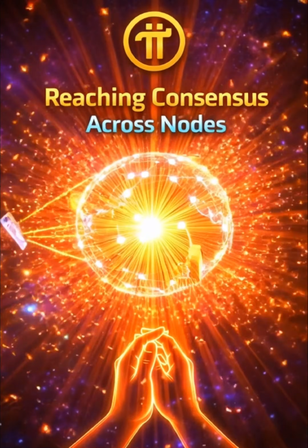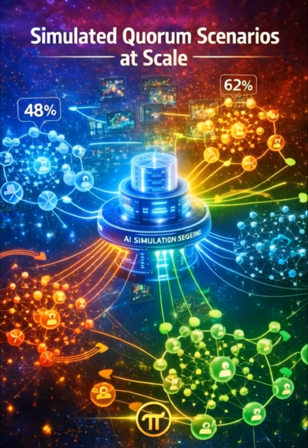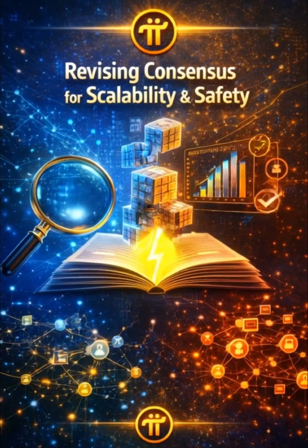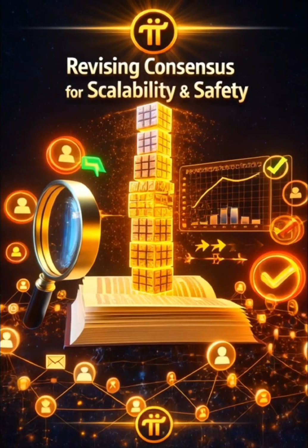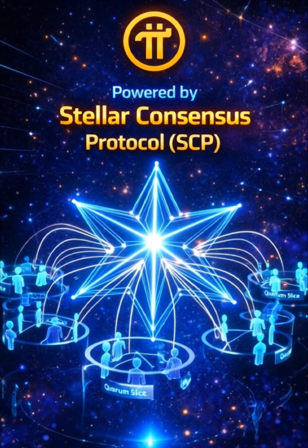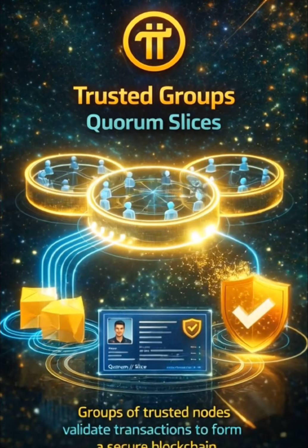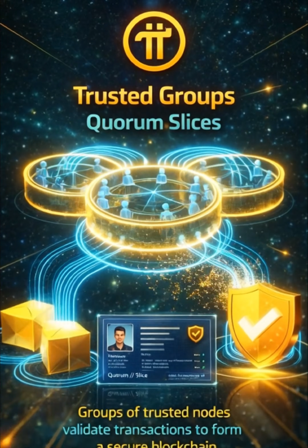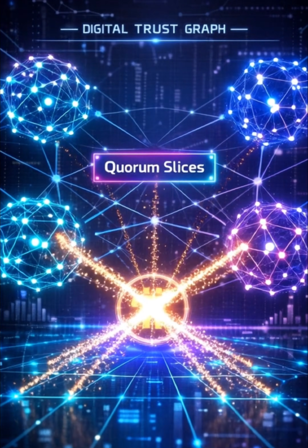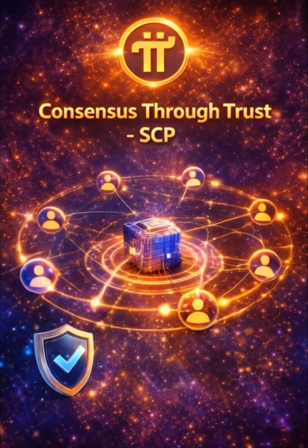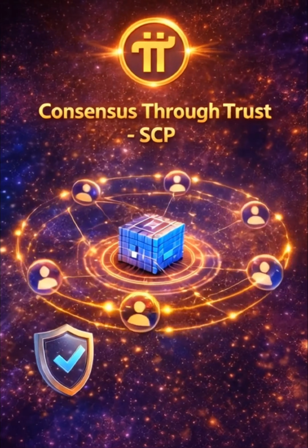However, unlike traditional proof-of-work systems such as Bitcoin or Ethereum, which rely on computationally intensive mining, Pi Node uses a different and more energy-efficient consensus mechanism based on the Stellar Consensus Protocol, or SCP. In SCP, nodes form trusted groups called quorum slices. Each node chooses other nodes it trusts, and transactions are confirmed only when trusted nodes reach agreement. Instead of competing through raw computational power, consensus is achieved through a web of trust relationships.